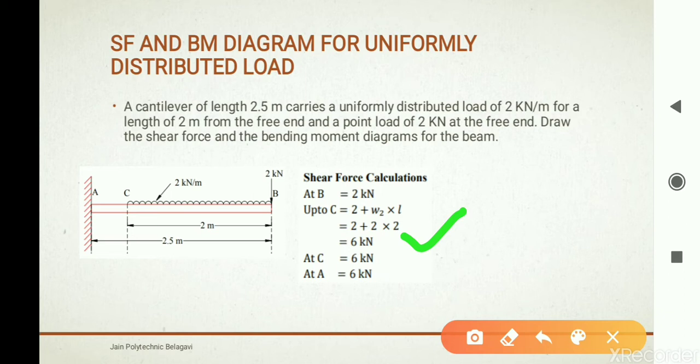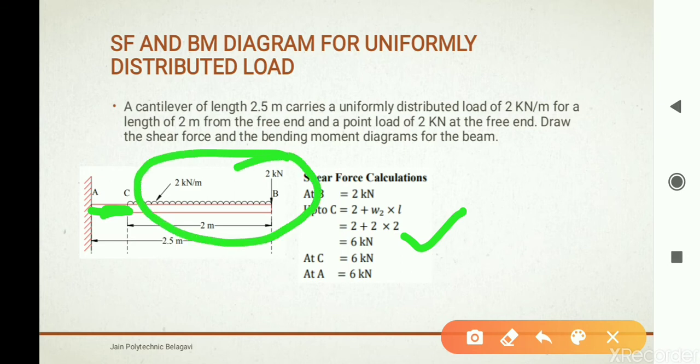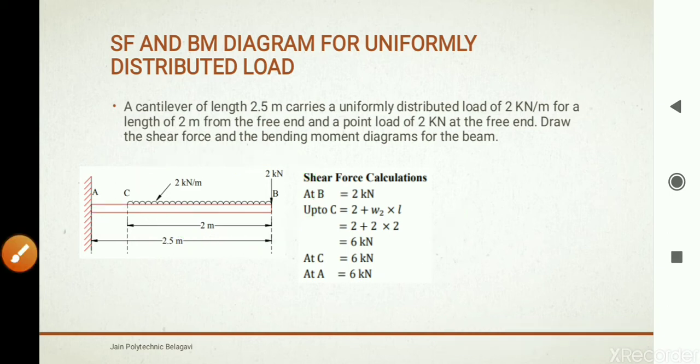Shear force at A is also 6 kN because there is no load acting in between A and C. So the loads which are taken in the calculation for shear force at C, the same will be taken for A. So shear force at A is equal to 6 kN.